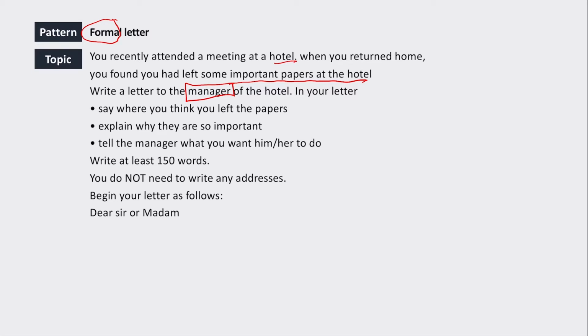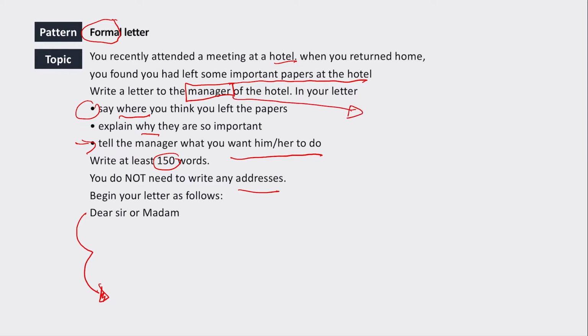In your letter, say where you left the papers, explain why they are so important, and tell the manager what you want him or her to do. Okay? They ask you to write at least 150 words. You don't need to write the address, and then they give you the beginning of your letter. Okay? So we can see that this is going to be a formal letter pattern. You're specifically writing to the manager.